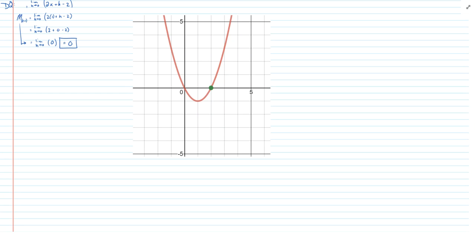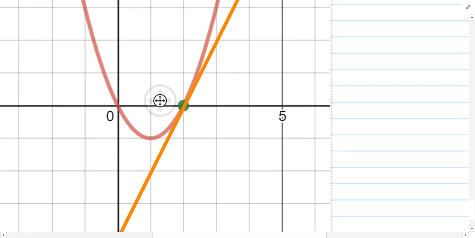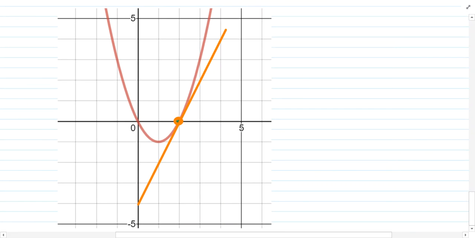Well, there is only one tangent line for any point on a curve, and our objective is to find the slope of that tangent line. So I'm going to place mine right about here. I think that's pretty good. This orange line touches the graph right at this point. It glances off of that curve in such a way that it is representative of the tangent.